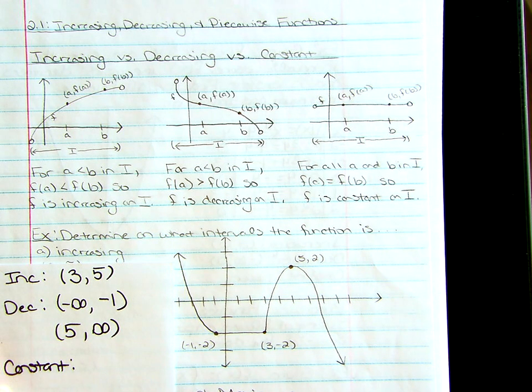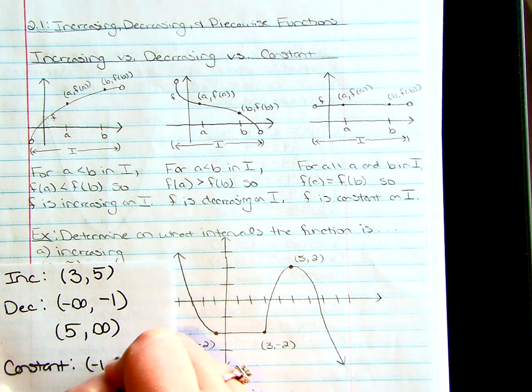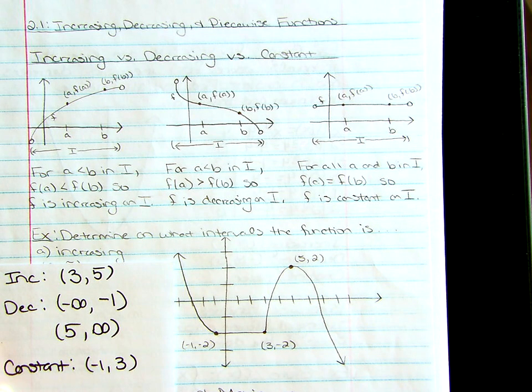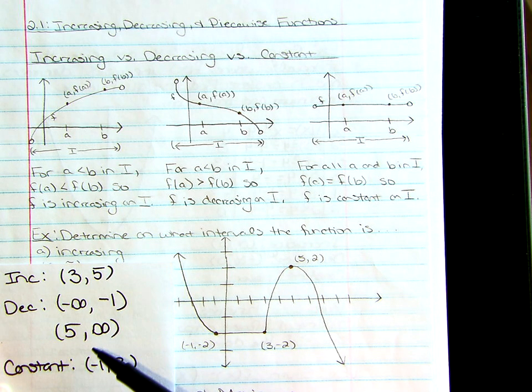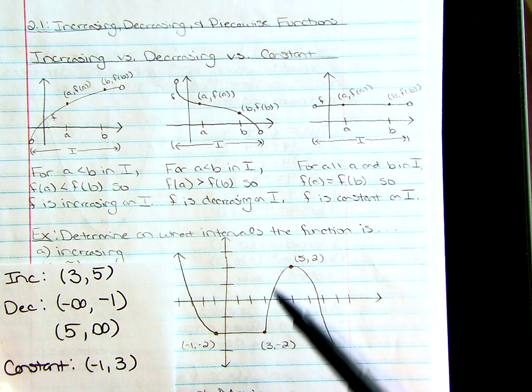So where are we constant on this graph? Yeah, right here from negative 1 to 3. And notice if we actually listed all of these in order, negative infinity to negative 1, negative 1 to 3, 3 to 5, and 5 to infinity, we cover the entire span of this function.